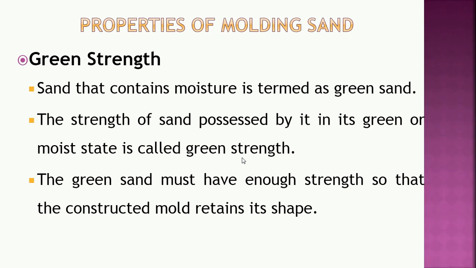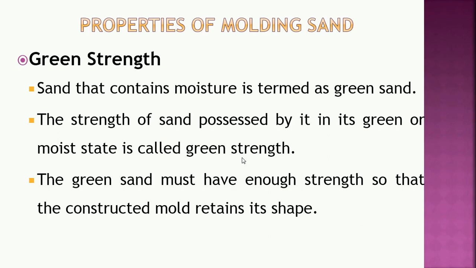Next is green strength. The strength of the molding sand in a green condition is called green strength. Green condition means when that molding sand has moisture content. I told you green is not the color of the molding sand. Green is the state or condition of the molding sand, which indicates the molding sand is moist. Sand that contains moisture is called green sand.